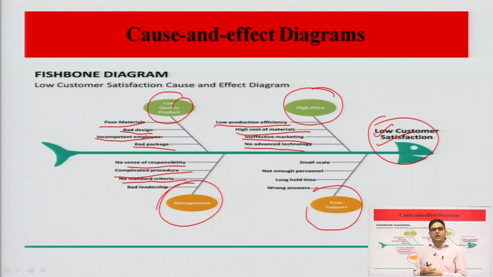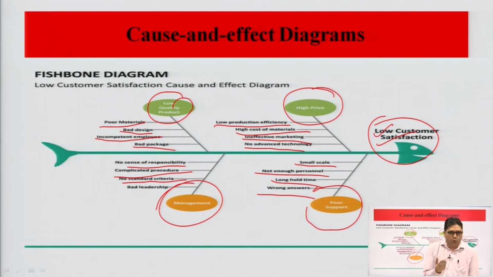A similar reason is about management: no sense of responsibility, complicated process and no standard criteria. So, the management of the company should also be willing, showing that they are concerned about the quality parameter and the quality standard, and then quality inside the organization can be enhanced. Next, it is about poor support: small scale of business, not enough personnel, long holding time and wrong answers. So, this is how the cause and effect or fishbone diagram has to be used in order to identify where there are certain problems, where certain quality issues exist.